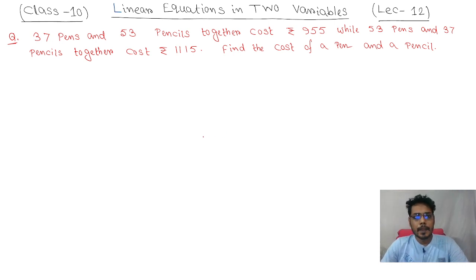So here it is given that the cost of 37 pens and 53 pencils together is rupees 955, while 53 pens and 37 pencils together cost rupees 1115. So find the cost of a pen and a pencil. So now coming to the solve section.